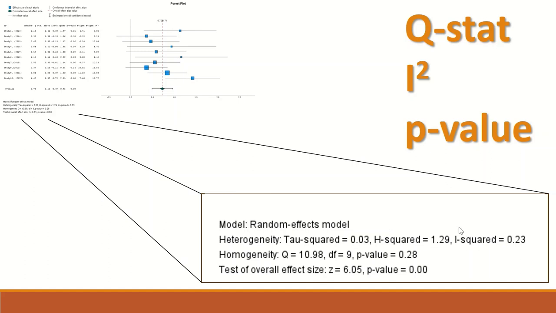H squared, and the I squared value was also generated, which is equal here to 23%, and the homogeneity test was performed based on the Q statistic, and the degrees of freedom are given here with a p-value of greater than 0.05. So from this we can conclude with confidence that there is a low level of heterogeneity among those results extracted from several independent research studies.